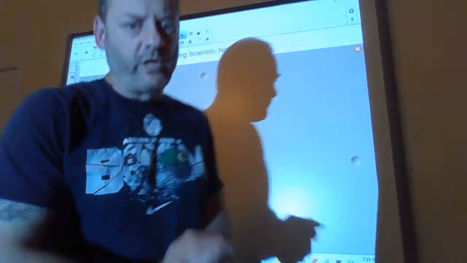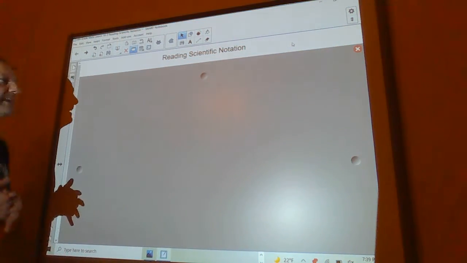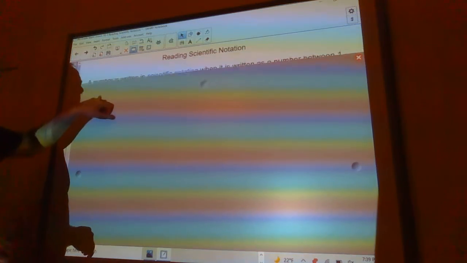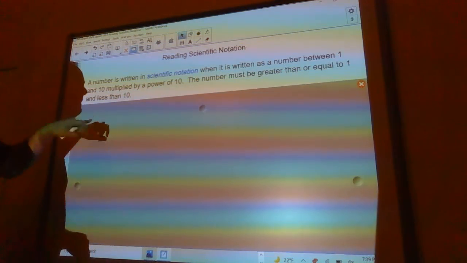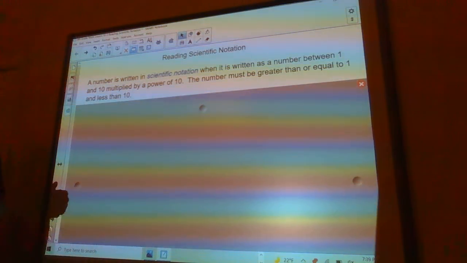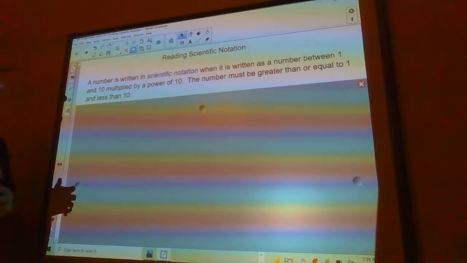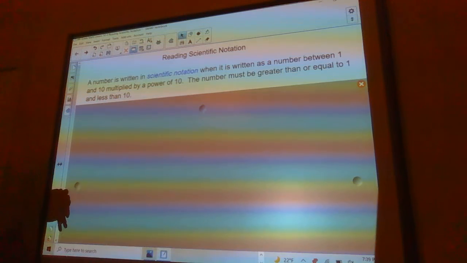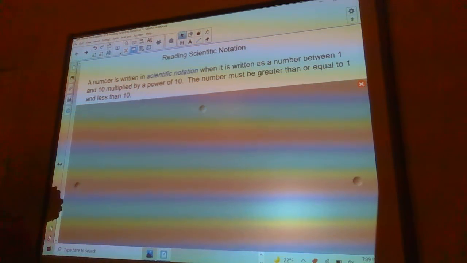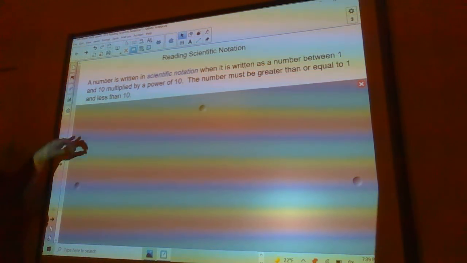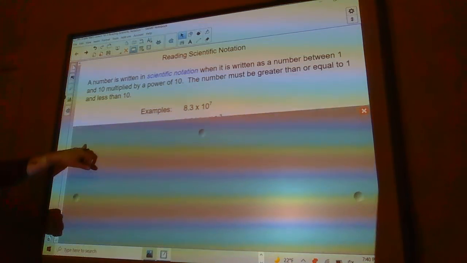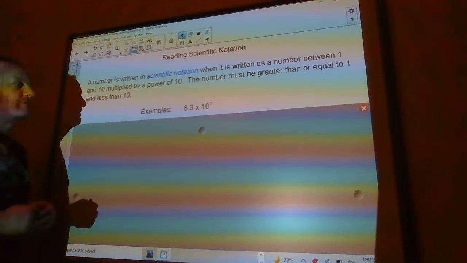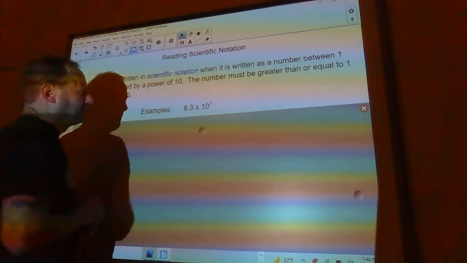Hello, everybody. We are going to talk about reading scientific notation today. So, a number is written in scientific notation when it's written as a number between 1 and 10 multiplied by a power of 10. The number must be greater than or equal to 1 and less than 10. Okay? So, some examples: 8.3 times 10 to the 7th power. This is scientific notation right here.